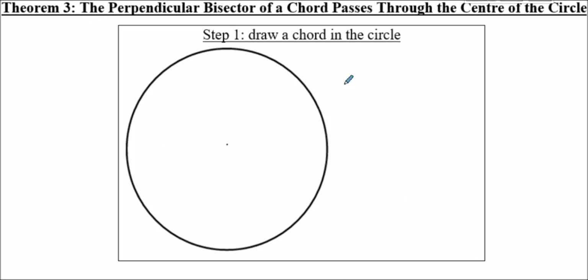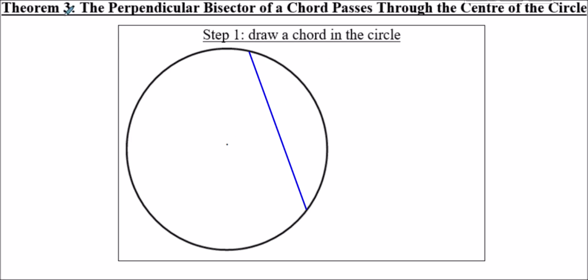The third one, the perpendicular bisector of a chord passes through the centre of a circle. So again, you've got this diagram pre-drawn in your notes. So first of all, what you need to do is to draw a chord in the circle. So just draw a straight line connecting 2 points on the circumference. I'd suggest not going through the centre. So just any 2 points joined together with a straight line. I've done mine like this.